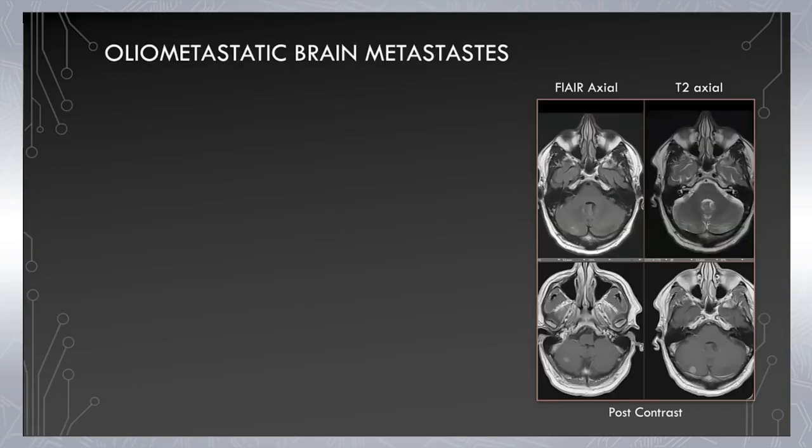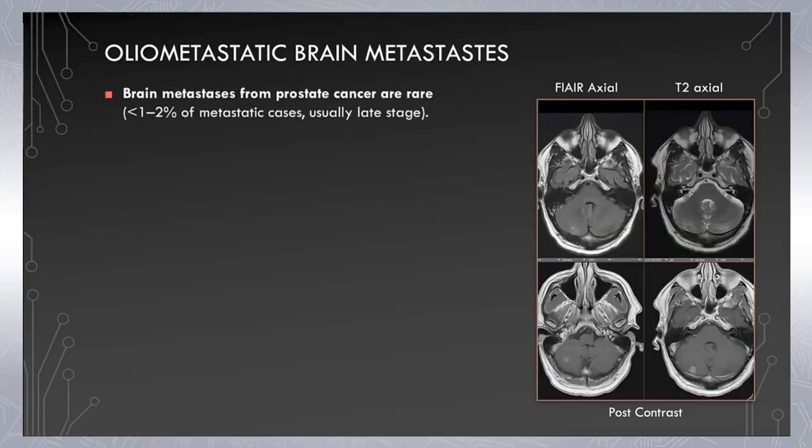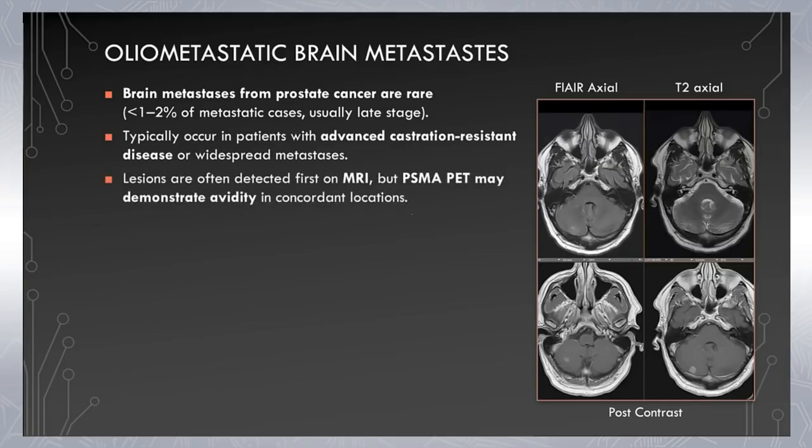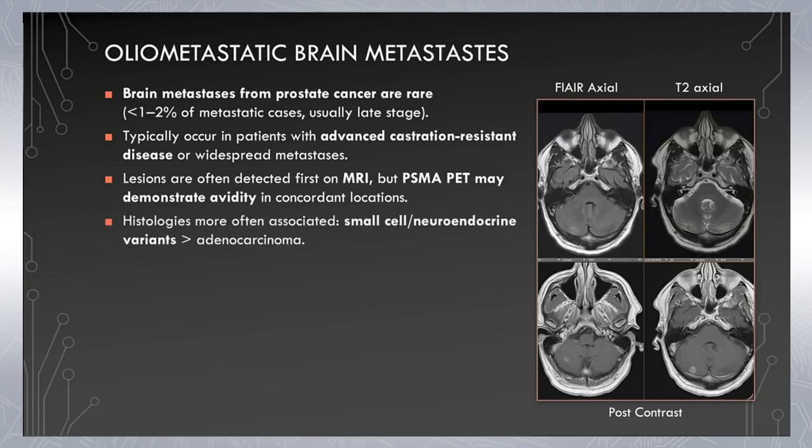Let's talk a little bit about oligometastatic brain disease. Brain metastases from prostate cancer are rare, less than 1 to 2% of metastatic cases, and usually occur in late stage. Typically occur in patients with advanced castrate-resistant disease or widespread metastases. Lesions are often detected first on MRI, but PSMA PET may demonstrate avidity in concordant locations. Histologies are often associated with small cell neuroendocrine variants and adenocarcinoma, so the small cell variants are more common.